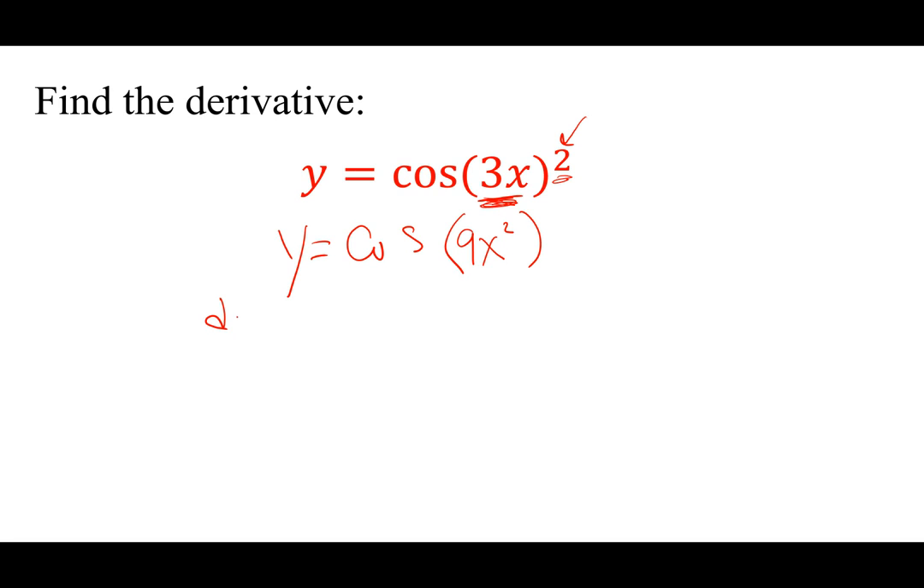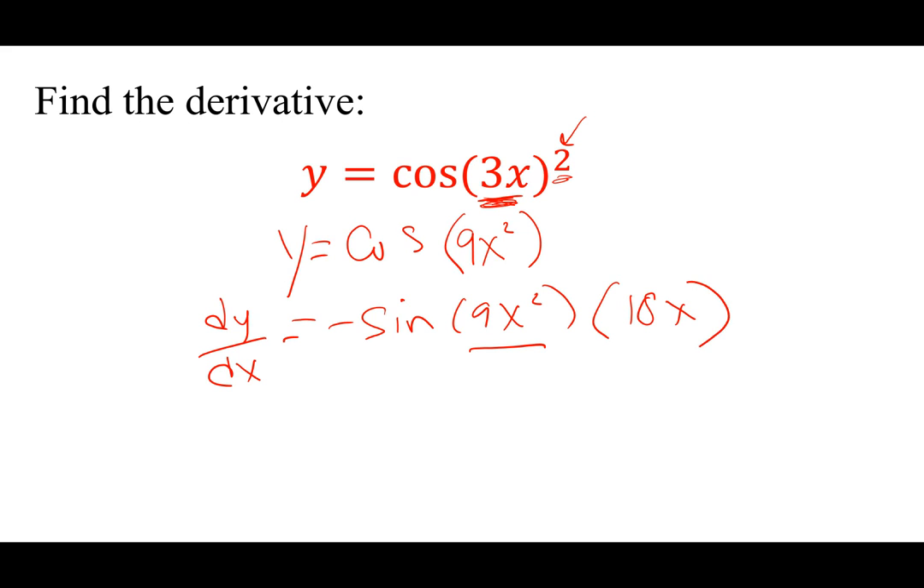So now when I go to take the derivative of the cosine of something, it is the negative sine of the same something, times the derivative of the inside, which would be 18x, giving me a final answer of negative 18x times the sine of 9x squared.